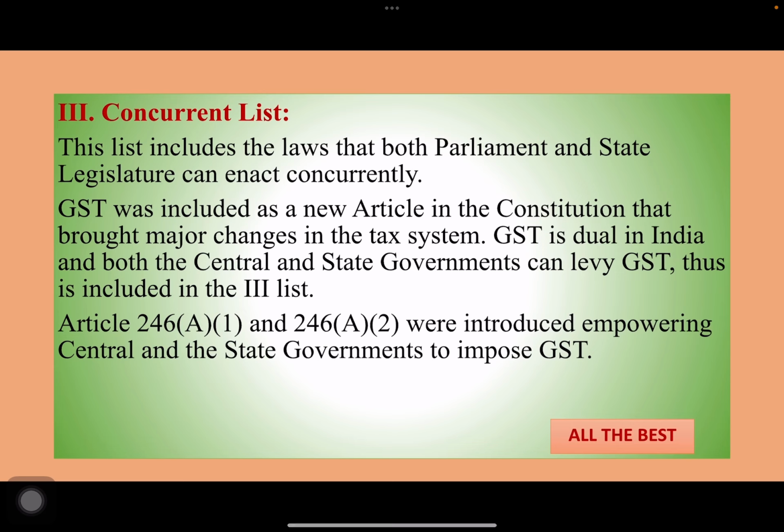Then concurrent list, this list includes the laws that both parliament and state legislatures can enact concurrently. GST was included as a new article in the constitution that brought major changes in the tax system. GST is a dual tax in India. That means both central and state governments can levy GST, thus it is included in the third list. Article 246 was dealing in the first beginning part, I told you about 246. Now, after the 101st amendment, 246A1, 246A2 were introduced, empowering central and state governments to impose GST.